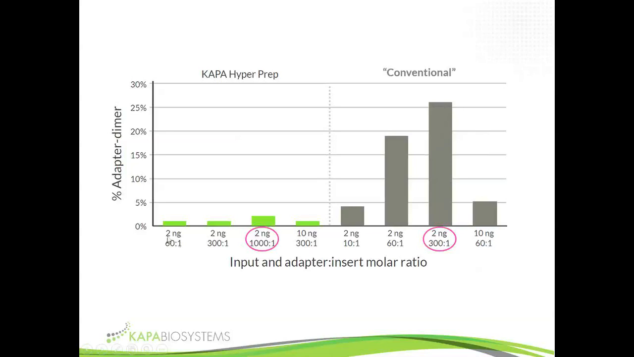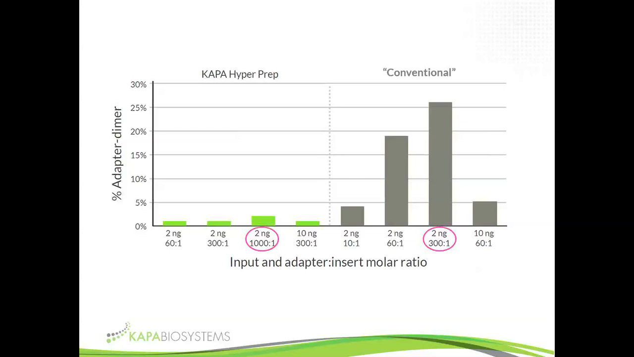And so that's our chemistry, specifically the HyperPrep kit with Kapa shearing or the HyperPlus kit with enzymatic shearing. Either of those, because the library construction chemistry inhibits adapter dimer formation, really allows us to use adapter concentration as a tool to achieve the highest possible library construction efficiency, especially for low inputs and difficult samples.